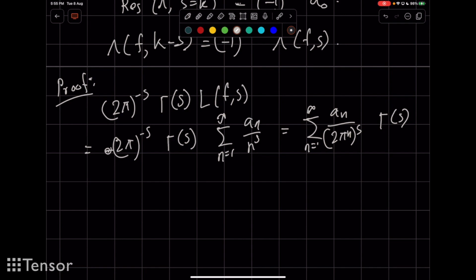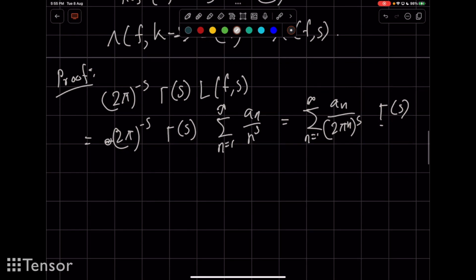And there is an integral representation of the gamma function, so the sum of a_n over (2 pi n)^s times that integral, which is t^s e^(-t). No, that is t^(s-1), right?